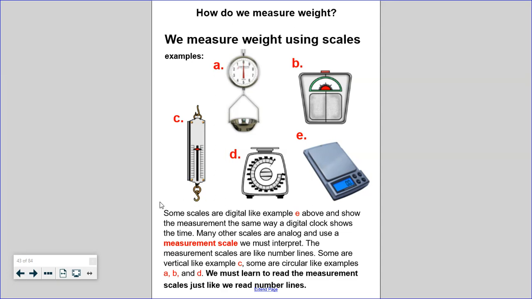So some scales are digital, like E. Kind of like a calculator, it'll just spit the number at you. And some of the measurements work the same way an analog clock does, and they use a scale you have to interpret, kind of like this one or this one. Measurement scales are like number lines. Some are vertical, like C. See how these number lines go up and down? But some are circular. In fact, they often are, like examples A, B, and D. We have to learn to read the measurement scales just like we read number lines.